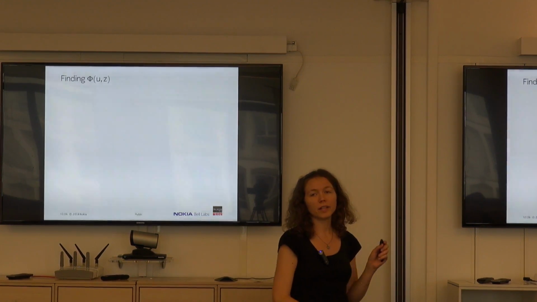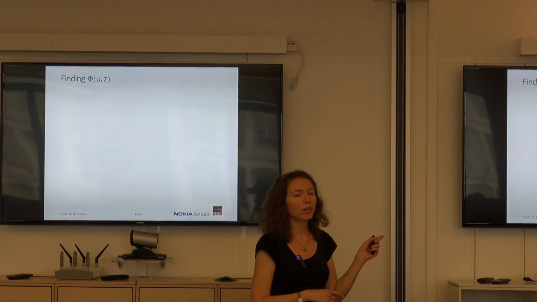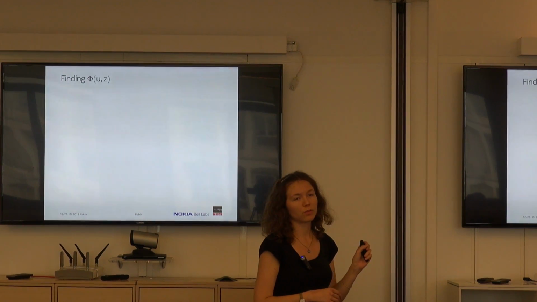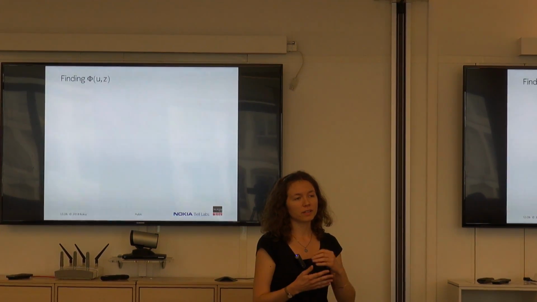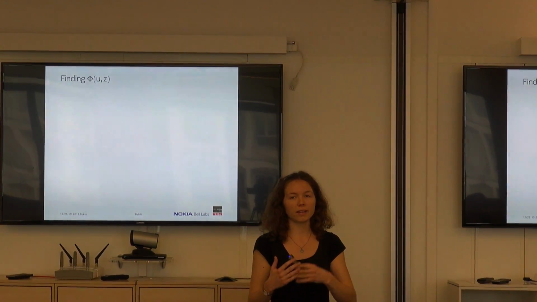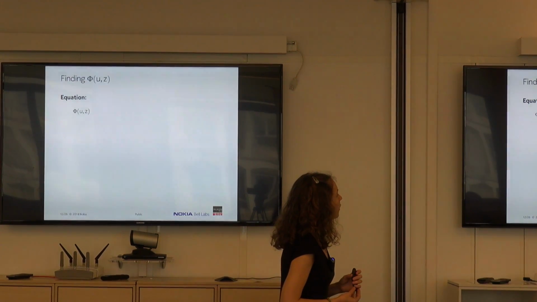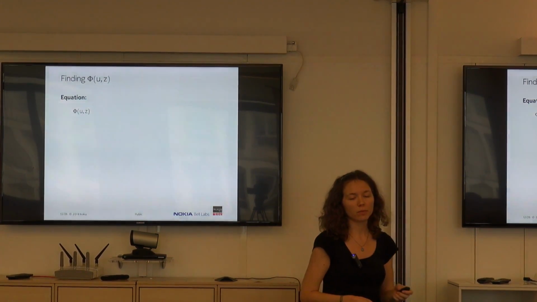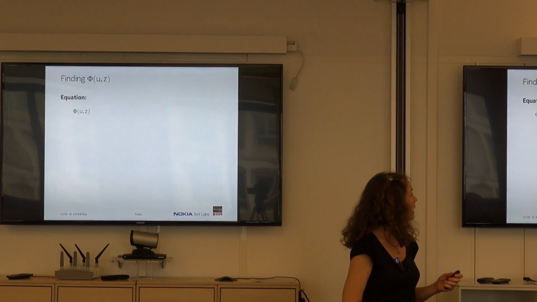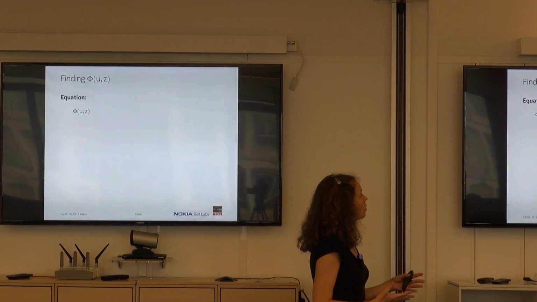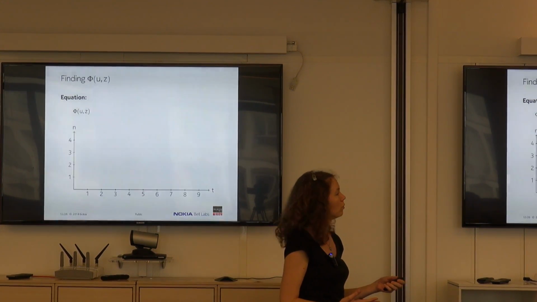So given this, the next step will be to try to find an expression for phi of u,z, and to do that, we'll derive an equation that is satisfied by phi of u,z, and then we'll try to solve this equation. So how can we find an equation? We'll use the symbolic method that was introduced by Elie. Phi of u,z, that's the generating series of all the random walks.